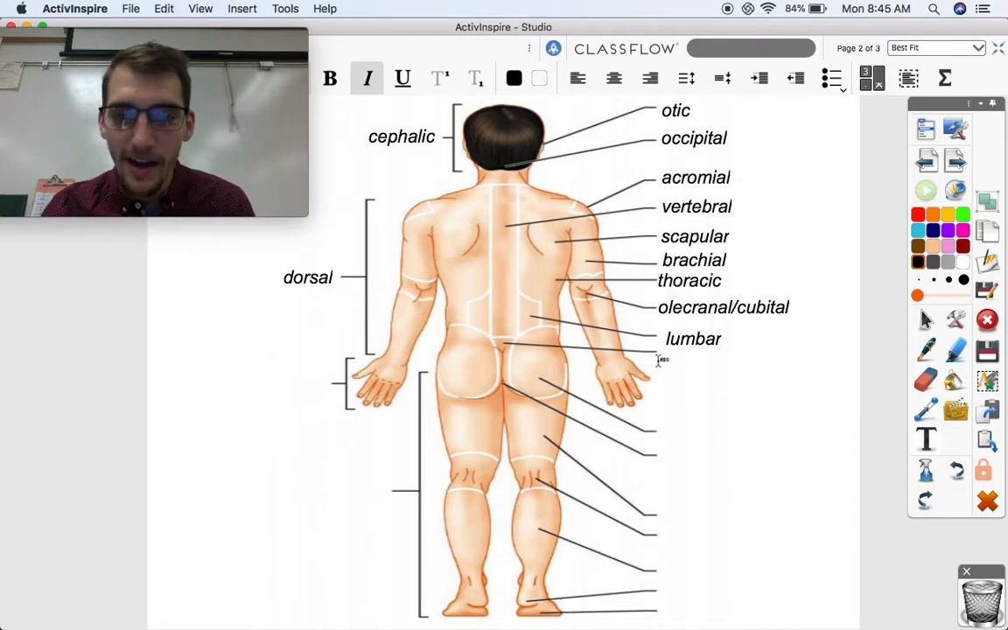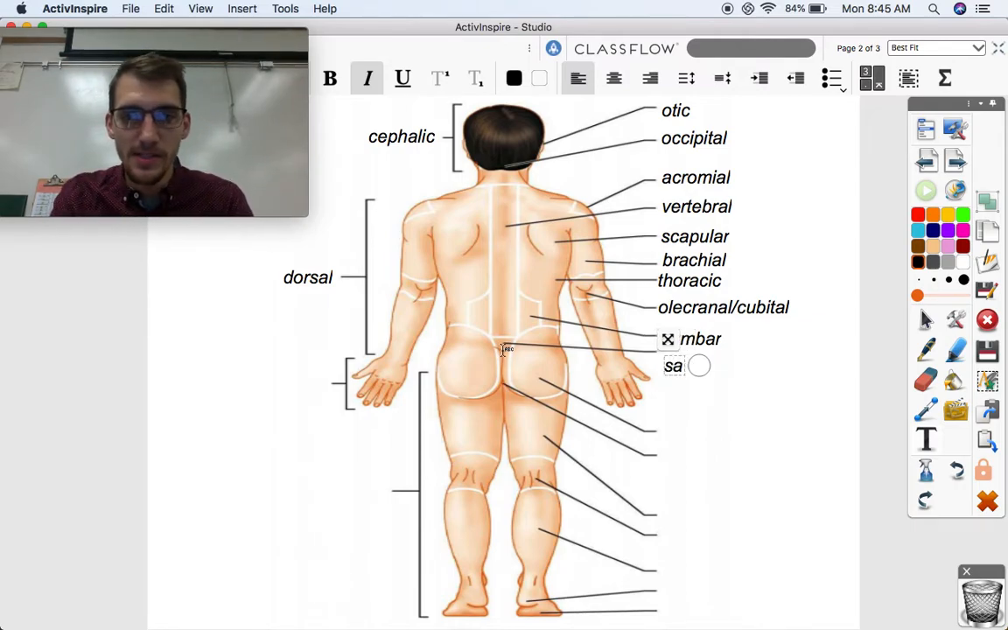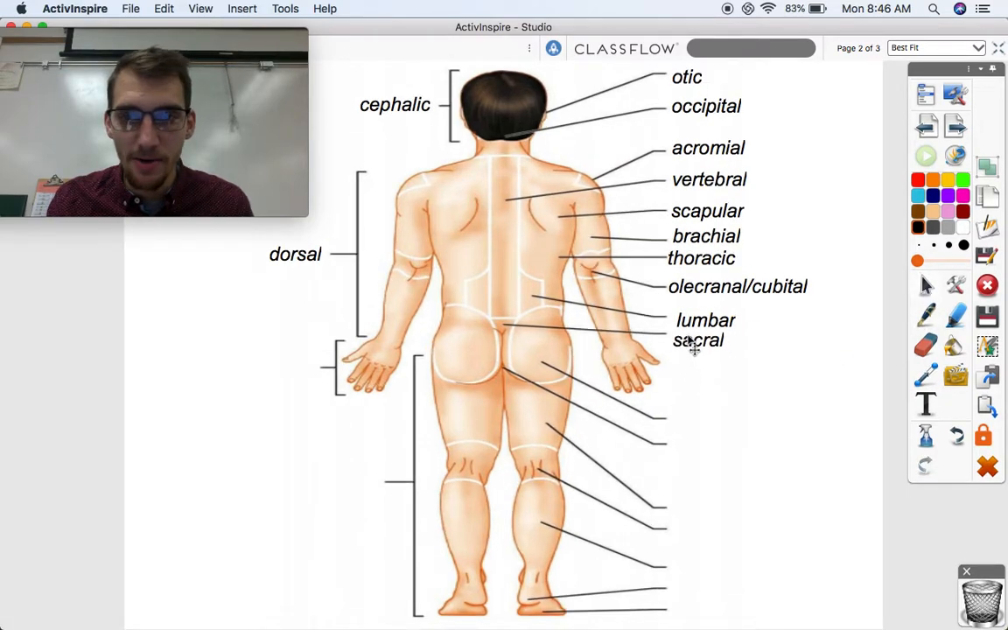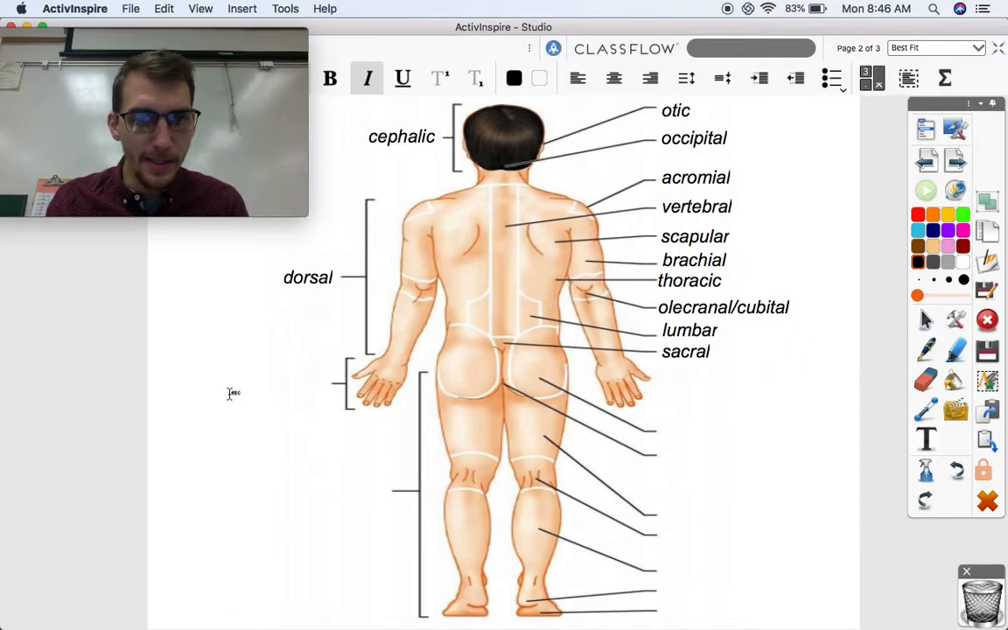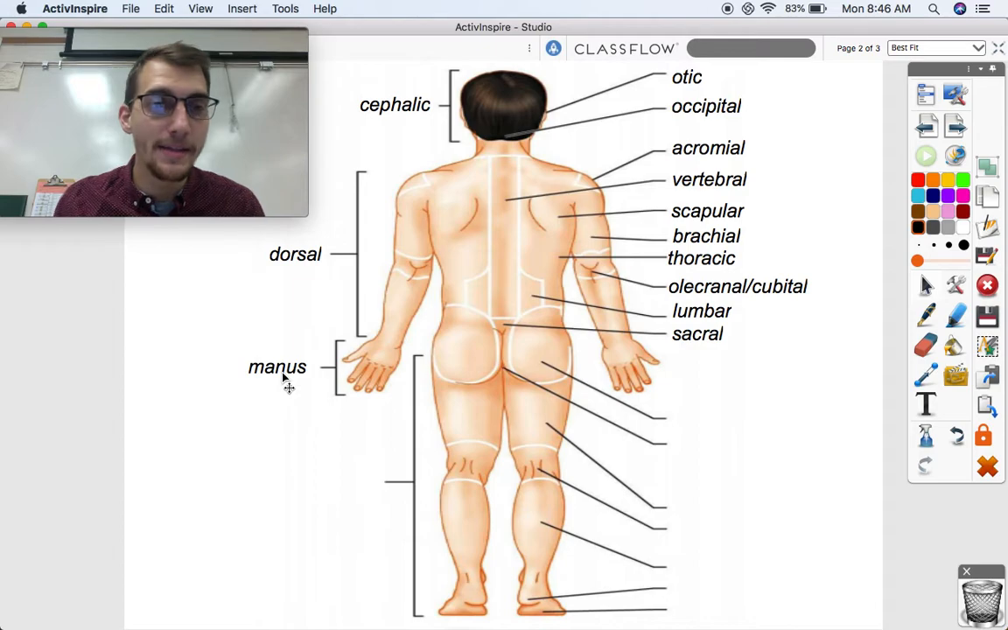All right, this region over here, it's the bone right above your butt. That bone is called the sacrum. So this is the sacral region, right over there. This bracket over here is just referring to the hand itself, and your hand is called your manus. So there you go. Manual refers to anything using your hands.